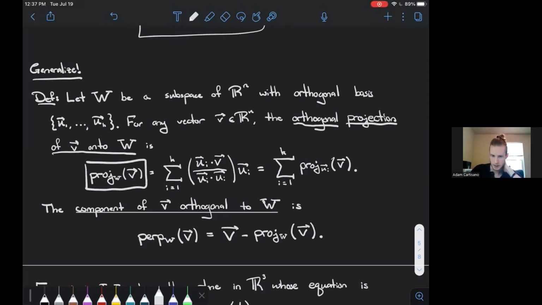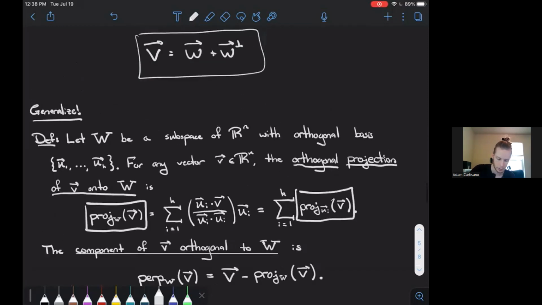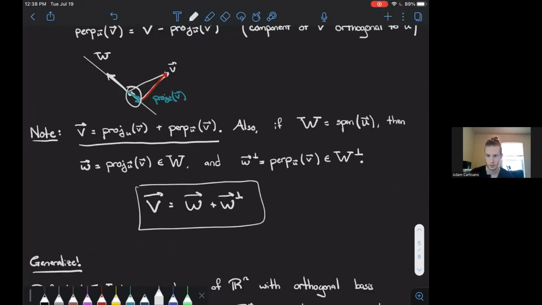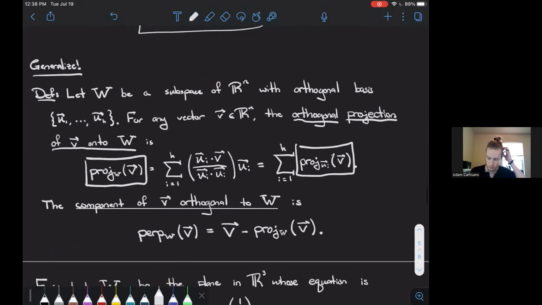Don't worry about this business, I glossed over that in our previous definition. I'll mention it briefly in a moment. But for now, what you should think about is do proj_ui(v). In other words, project v onto each of the ui basis vectors for W. That's a bunch of these little blue arrows. You compute them, and then you just add those vectors together to get the projection of v onto W.